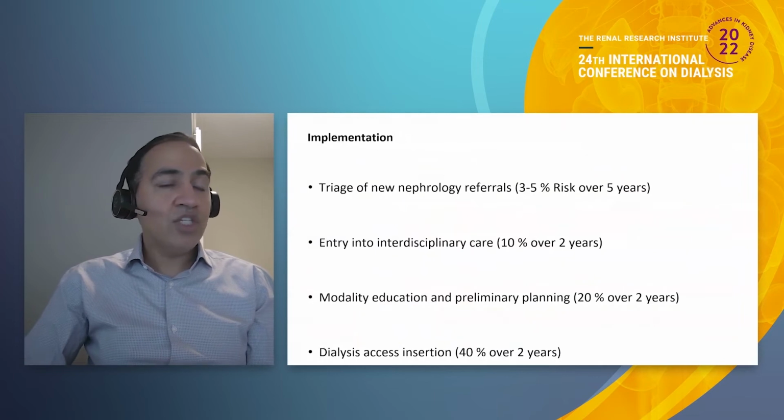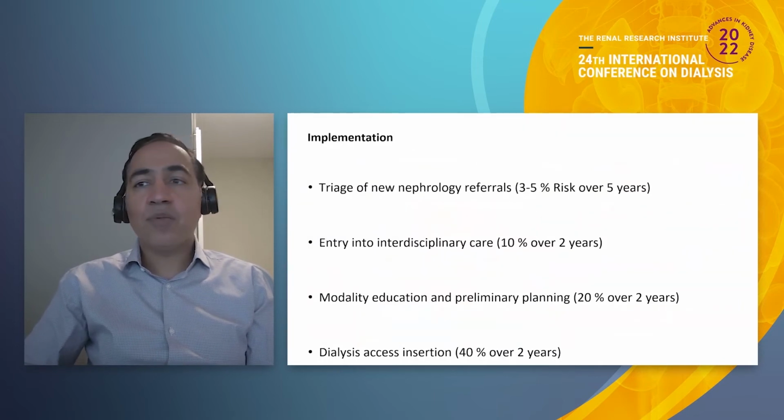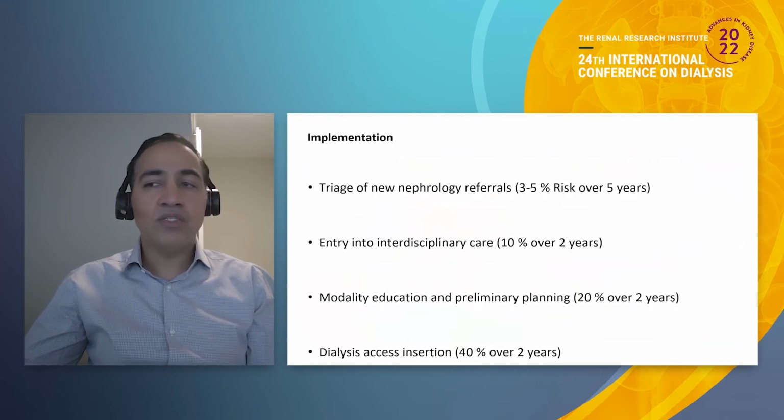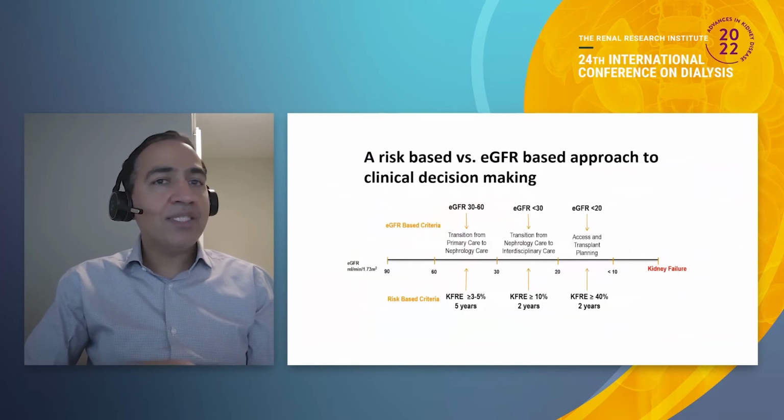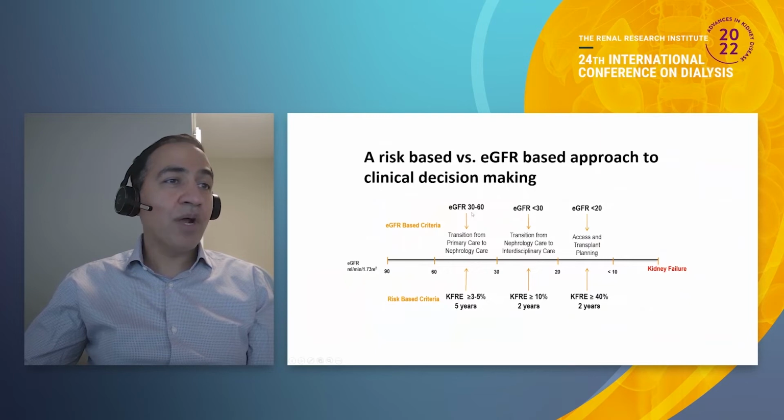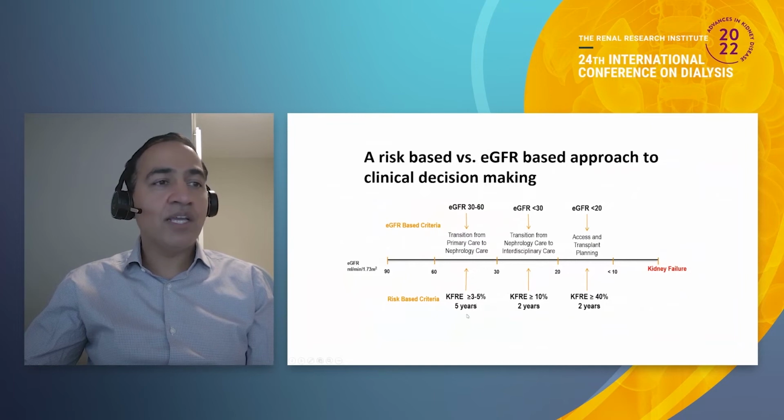Who needs education about kidney failure and preliminary planning, early transplant referral? 20% risk over 2 years. And when is it the time to put in that fistula or trigger that transplant? Perhaps at 40% over 2 years. What we're doing is replacing eGFR-based care. Typically, the transition from primary care to nephrology happens at an eGFR of 30 to 60. We advocate that it should happen at a KFRE threshold of 3 to 5% over 5 years.